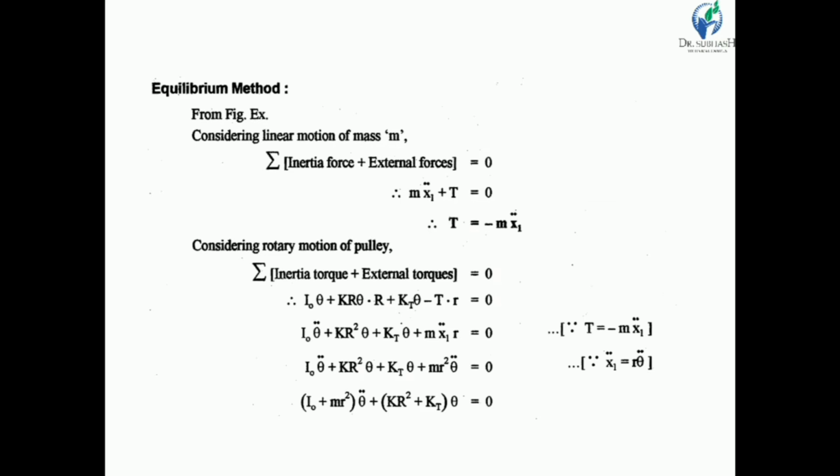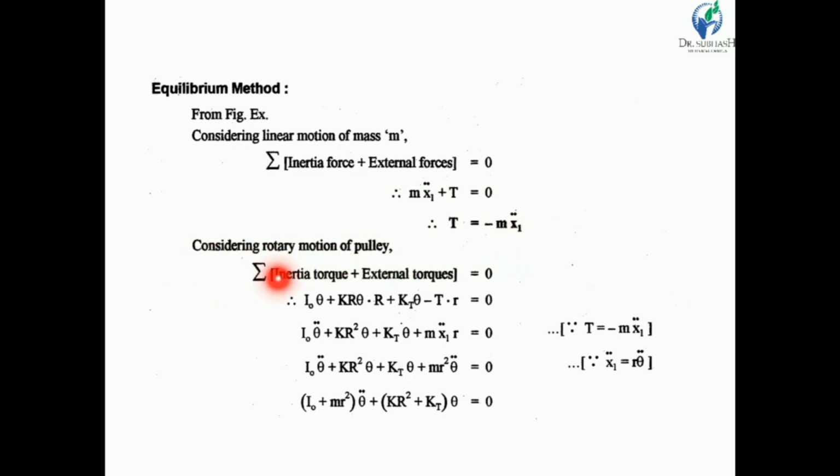So first we see the equilibrium method from the figure. Considering linear motion, the inertia force plus external force should be 0. So the inertia force because of the mass is m x1 double dot acting in upward direction, and the tension in the string is acting in downward direction. So m x1 double dot plus capital T is equal to 0. So capital T is equal to minus m x1 double dot.